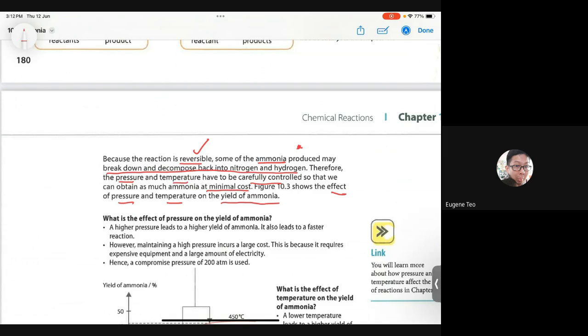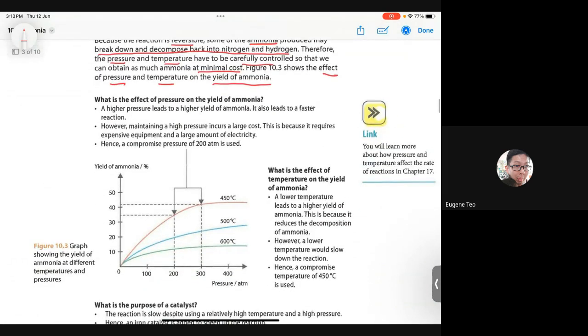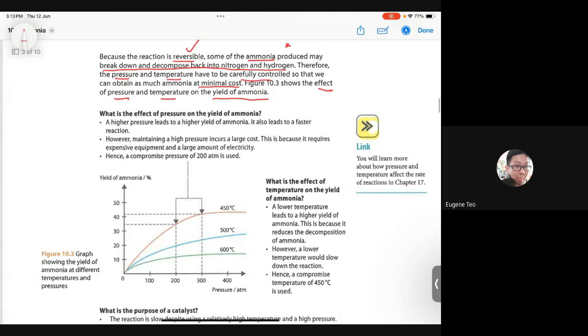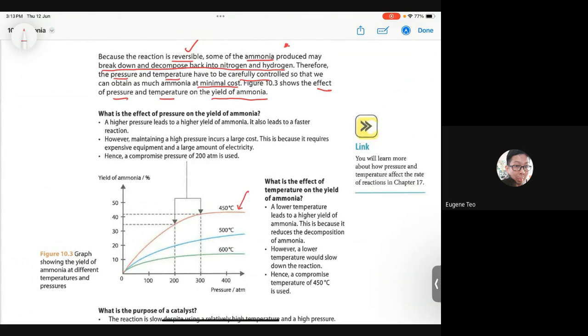The yield is how much ammonia is produced. If you look at this, ignore the various lines. Let's just focus on the 450 degrees Celsius line. This one here is the yield. This one here on the x-axis is the pressure. What you realize in terms of the line is that as the pressure increases, higher pressure will lead to a higher yield of ammonia. You can see here, when the pressure has increased gradually, the yield of ammonia increases.